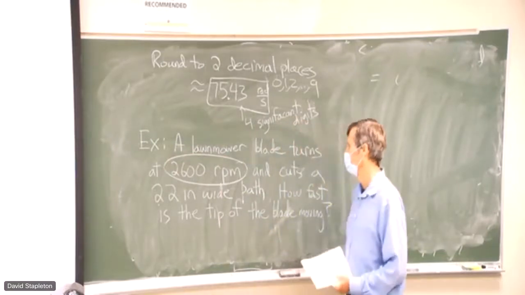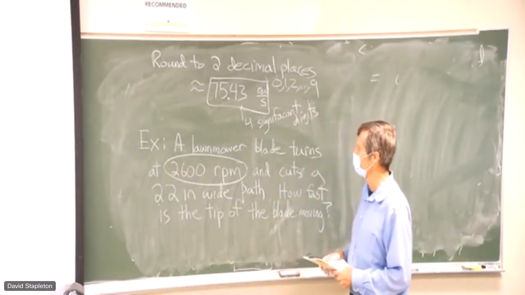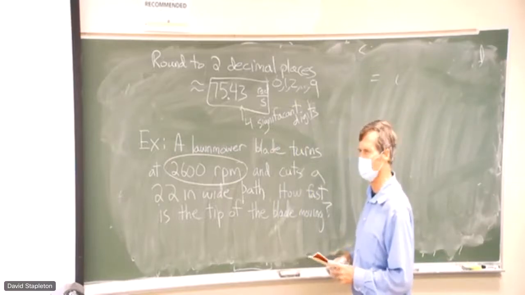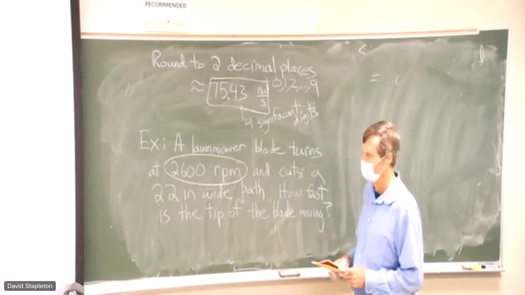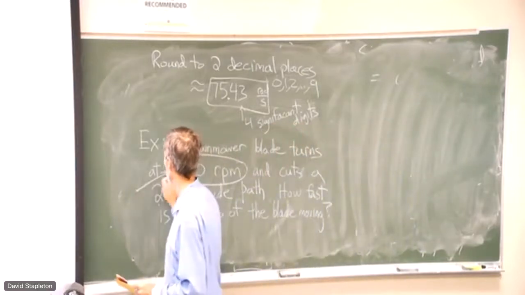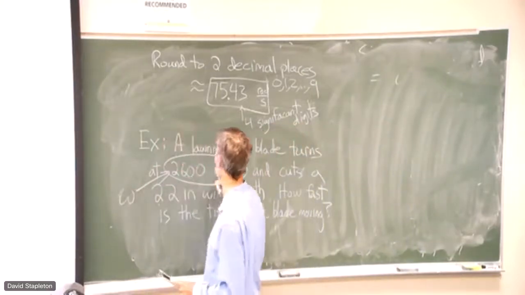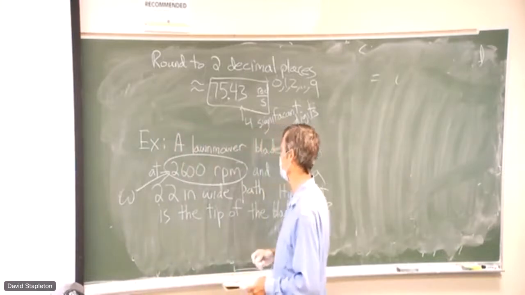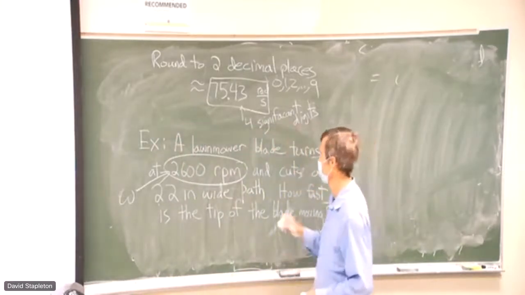Revolutions per minute. And so what is that? Is that v? Is that r? Is that theta? Is that something else? This is actually omega, because it's telling you the turning rate in revolutions per minute. So this is omega. And then cuts a 22-inch wide path. What's that? It's trickier here in these applied problems.